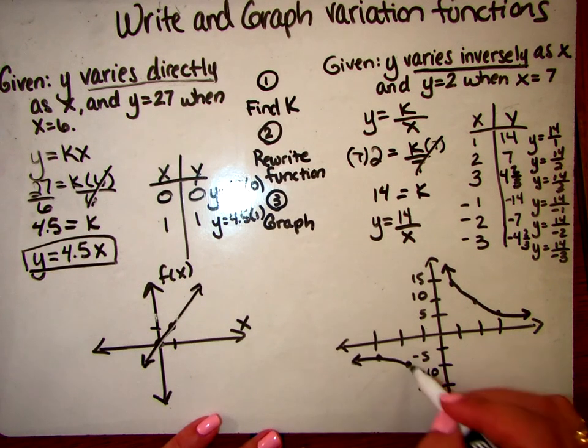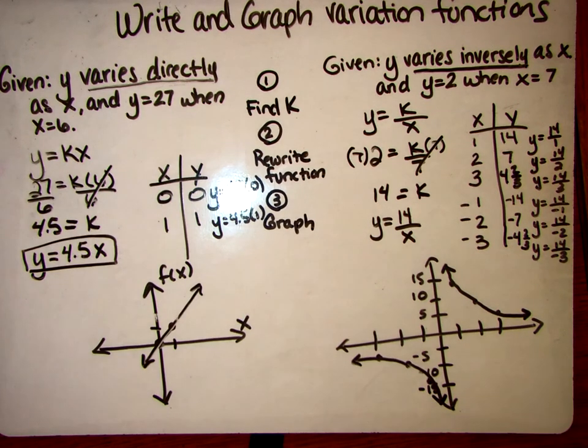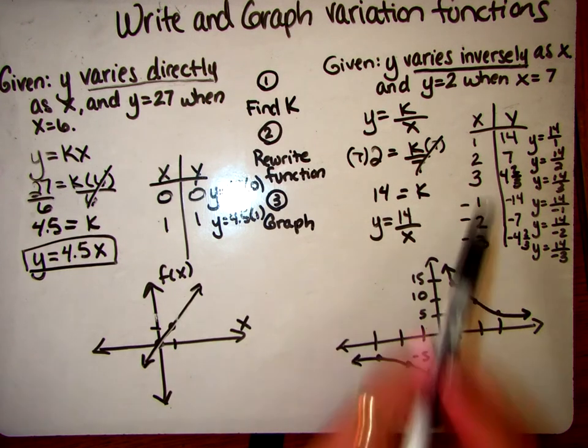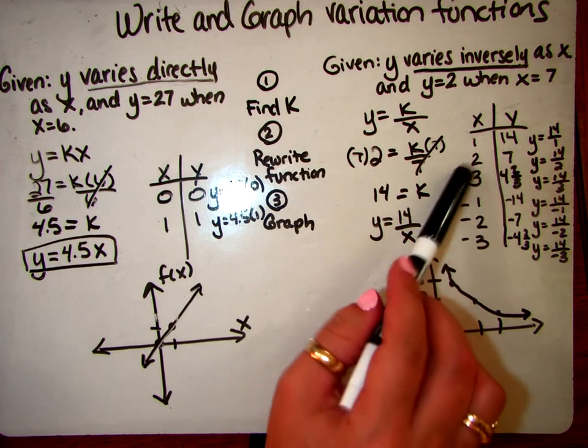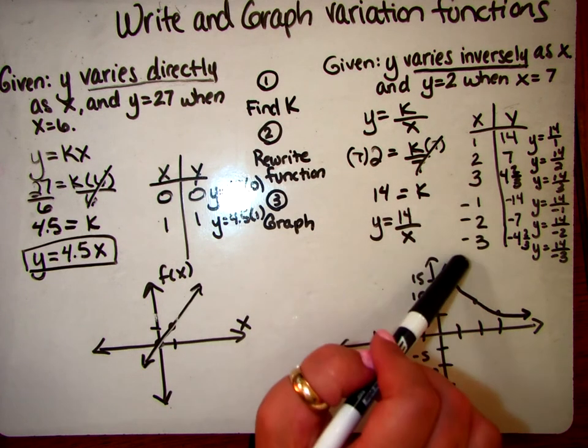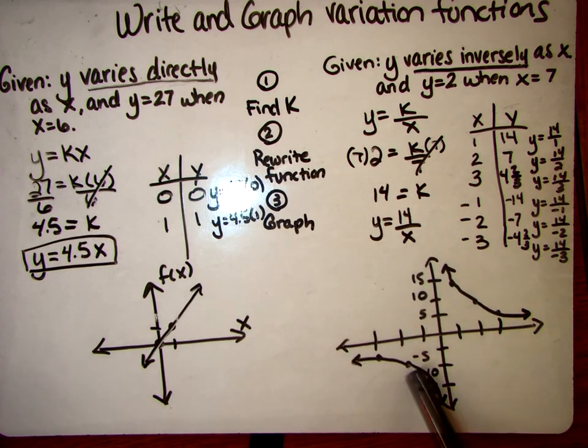With inverse graphs, we're always going to have 2 parts of our graph. Direct variation, they're going to be lines, so you only need 2 points. You can choose any x values that you want, but just know that you need to use the same values of the opposite sign so that you actually get both sides of your graph for your inverse function.